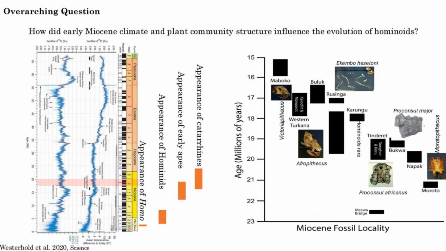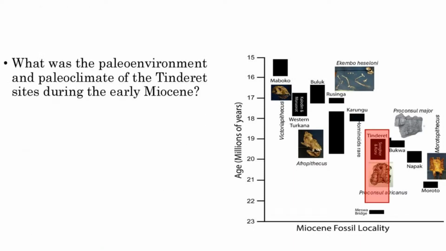How did the early Miocene climate and plant community structure influence the evolution of hominoids? The best place to do this is East Africa, where you have a good collection of these catarrhines and apes from the early Miocene all the way to the mid-Miocene. So we're doing a site-specific study of a site that contains most of these apes, looking at the specific question of the paleoenvironment and the paleoclimate of this site during the early Miocene.